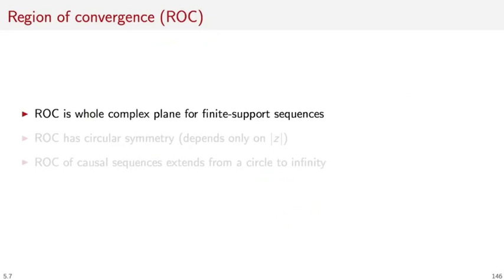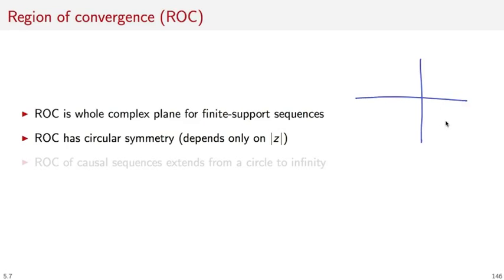Let's look at three different cases. The first case is the simplest. When we have a finite support sequence, the z-transform is the sum of a finite number of terms, so convergence is not a problem. In other cases, the region of convergence of the z-transform has circular symmetry, in the sense that, because of the absolute convergence, if the z-transform converges in one point, it will converge for all points in the plane with the same magnitude.